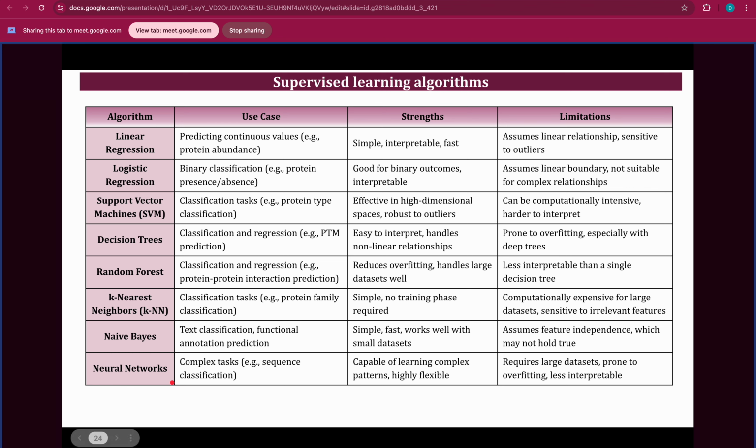Then comes neural networks. They are generally used for complex tasks, as we have seen in the initial slides, how neural networks were designed and how they behave like a human neuron. They can carry information from one layer to another layer, and while doing so it tries to learn different things. We will go through them one by one. It is capable of learning complex patterns. It is highly flexible, but it requires large data sets, and it is also prone to overfitting.